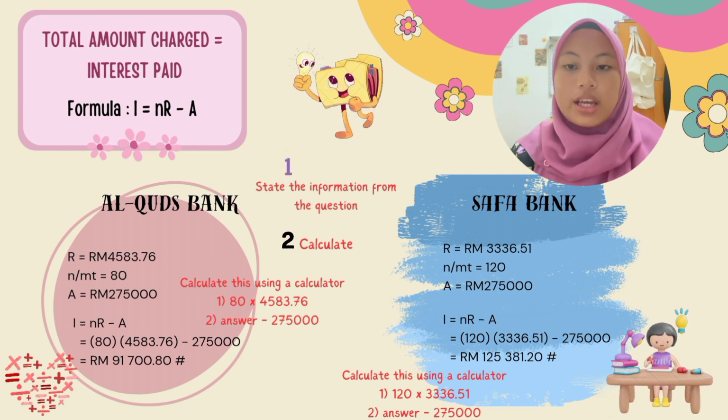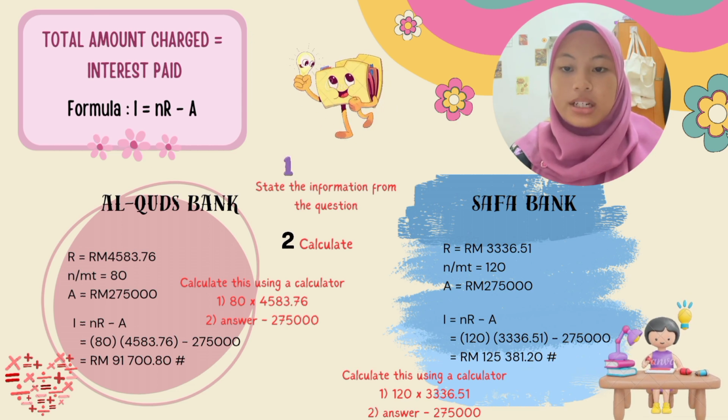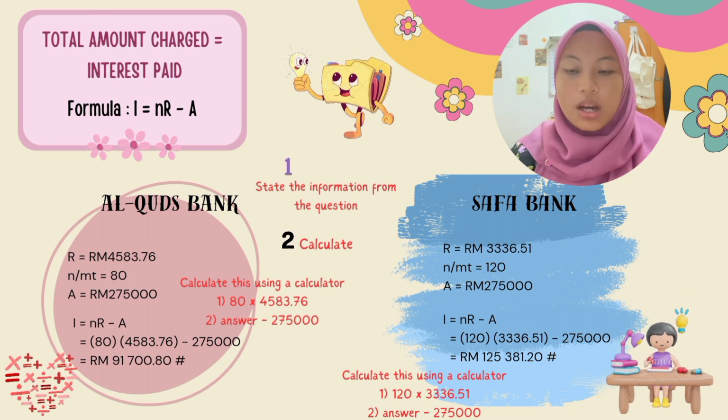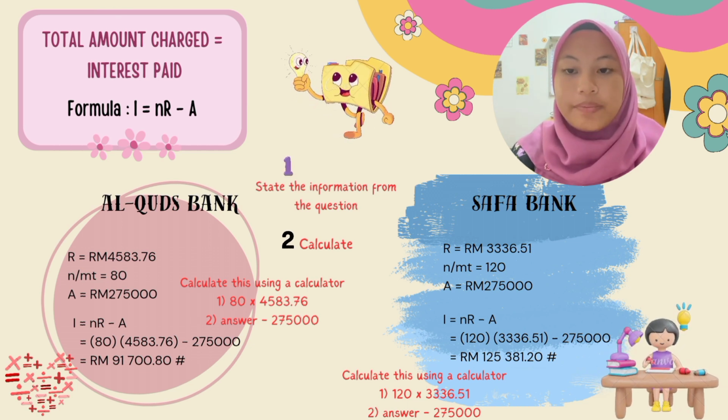For Safa Bank, the A is 375,000. So same as before, we got the answer, which is 125,381 ringgit and 20 cent.